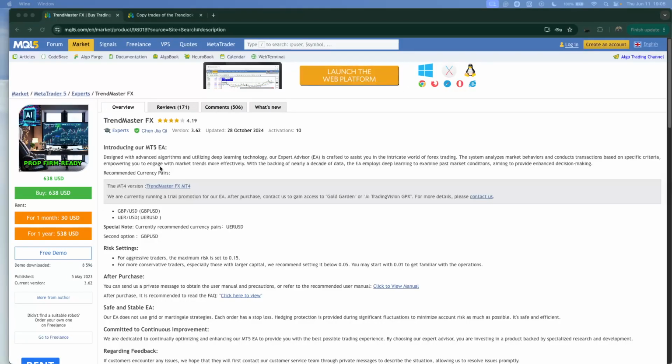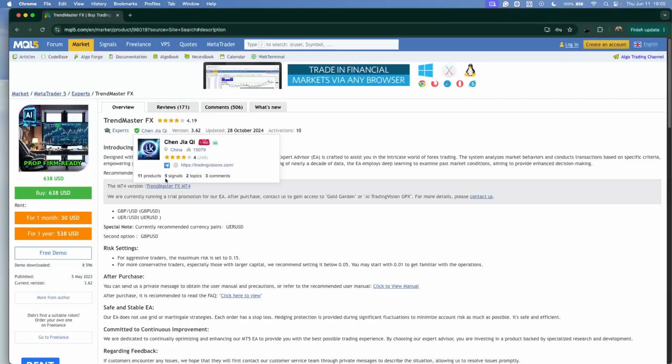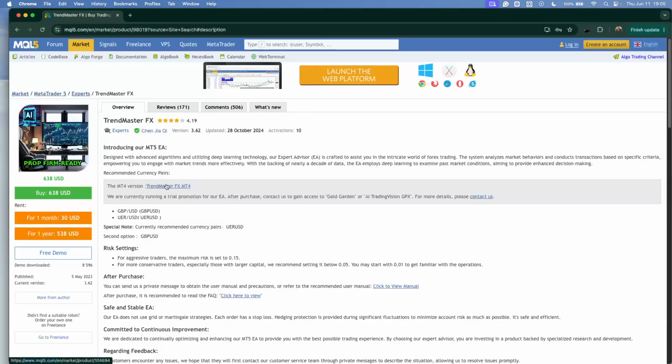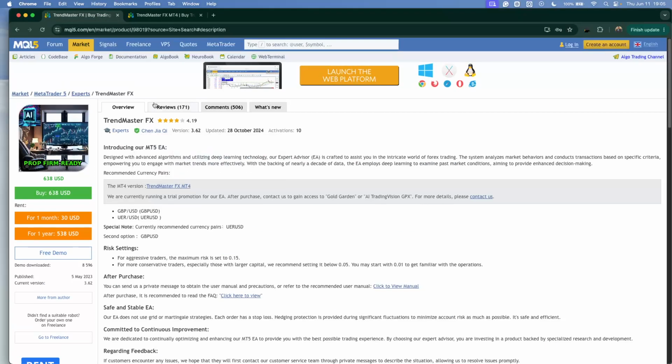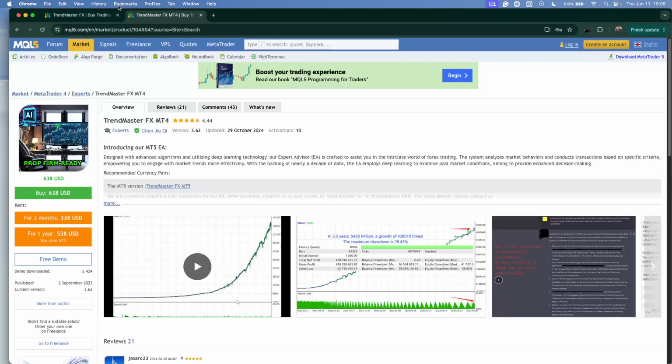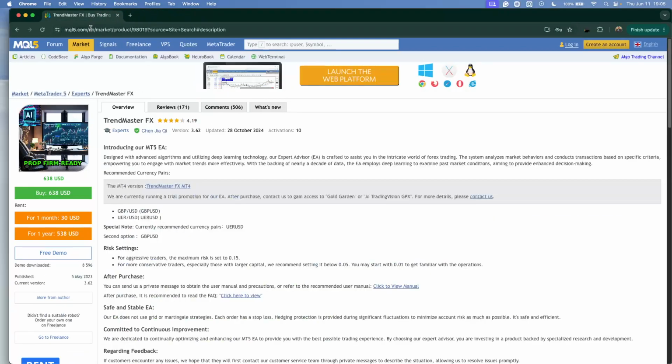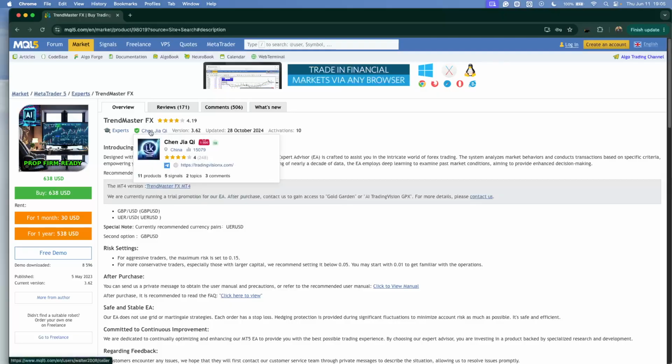In today's video we are going to be talking about the TrendMaster FX expert advisor for MetaTrader 4 and MetaTrader 5, but in this video I'll be using the MetaTrader 5 version to explain the details of the TrendMaster FX. This is the MetaTrader 4 version, basically the same thing and also the same price. It goes for 638 US dollars, and it was developed by a Chinese man, Chen Jia.